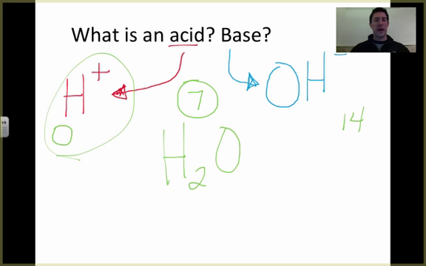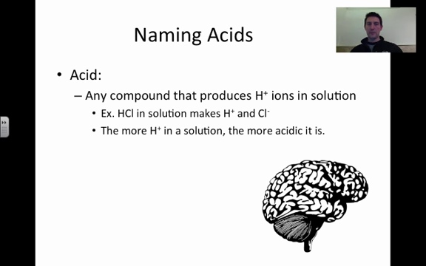Let's focus in on acids and naming acids for our purposes here. When we're naming acids, again, we're looking at any compound that produces hydrogen ions in solution. So HCl in solution makes hydrogen ions and chlorine, and that chlorine will typically go attach itself to something else, but just so you understand what's happening with the chlorine and the hydrogen. And the more hydrogen ions we have in the solution, the more acidic the solution is.